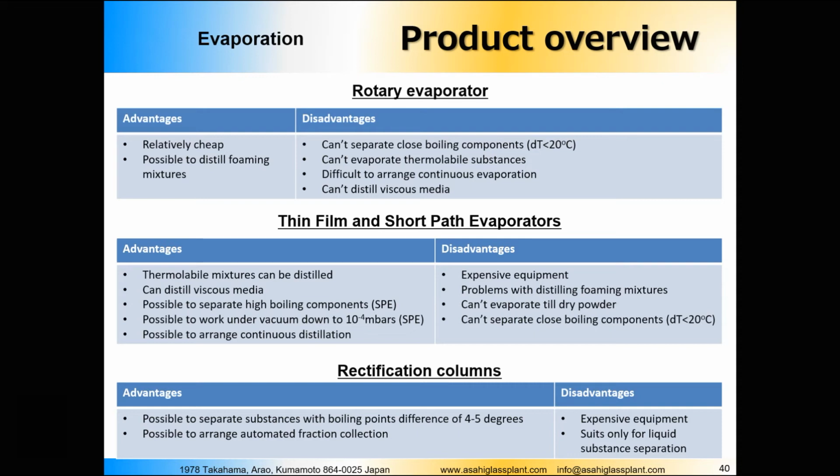Second point, with a rotary evaporator you cannot evaporate thermolabile substances. Why so? I will explain it on the next slide. Point number 3, it is difficult to arrange continuous evaporation. There are some rotary evaporators and some accessories on the market.